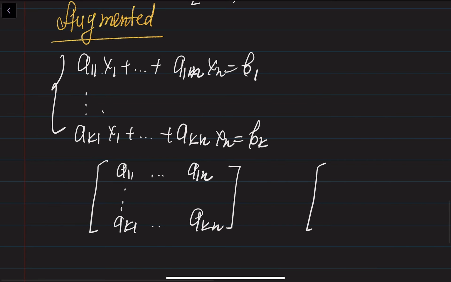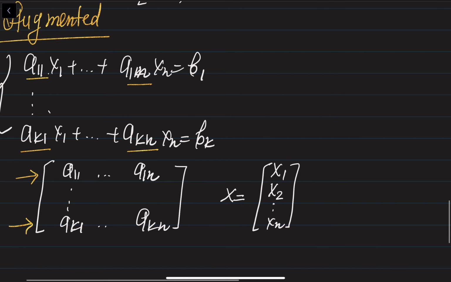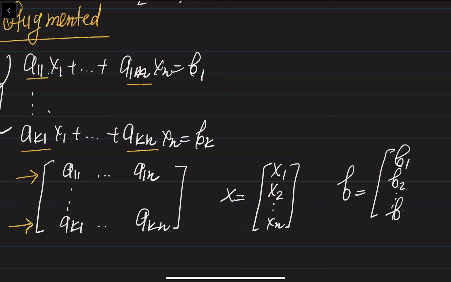So all of the coefficients, essentially the coefficients before x1, x2, and so on, xn, are going to be copied to the first row. The coefficients before x1 and so on, and the coefficient before xn from the last equation, are also going to be copied to the last row of this matrix. All of the variables are going to be copied to this vector x, which is the unknown vector with components x1, x2, and so on, xn. And all of the free coefficients, on the right-hand side, are going to be copied to another vector with components b1, b2, and so on, bk.